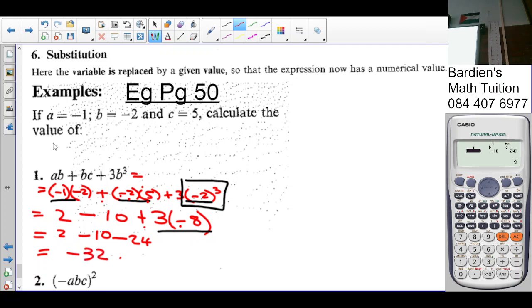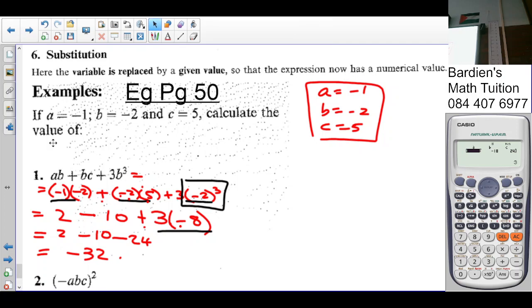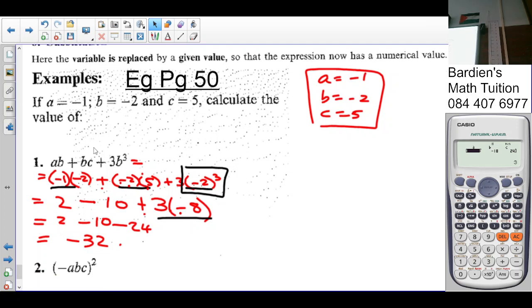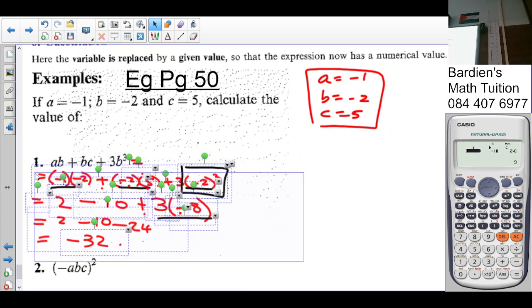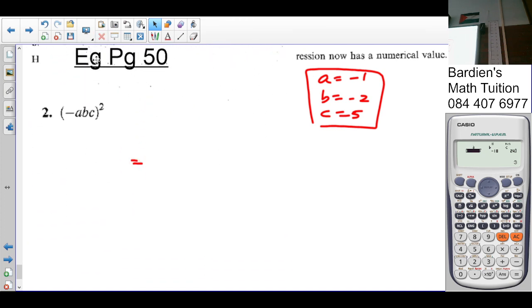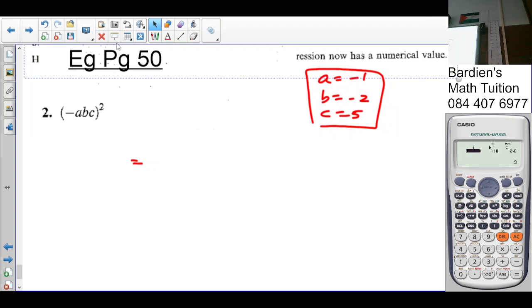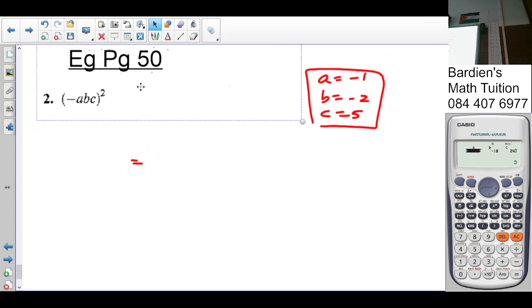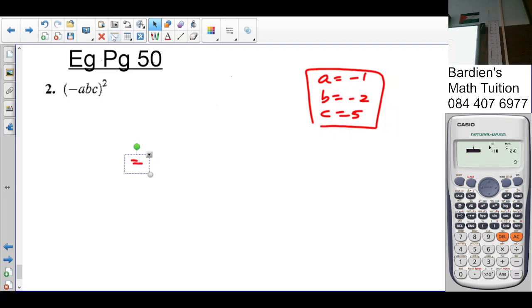Okay. Again, a is equal to negative 1, b is equal to negative 2, c is equal to 1. Any confusion there, people? No? Right? Let's look at the next question. Number 2. Do the first step.